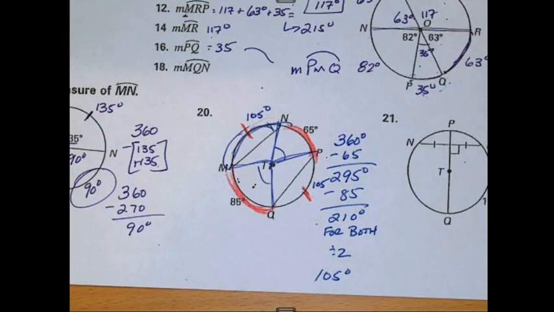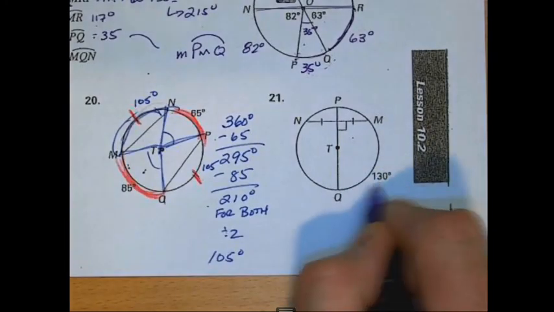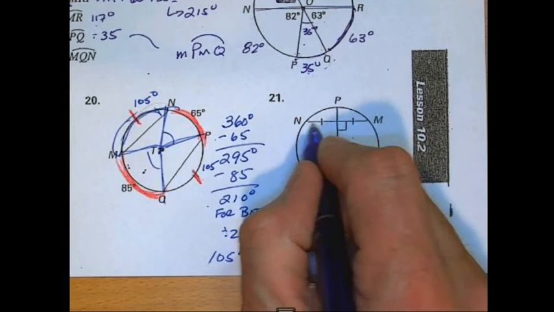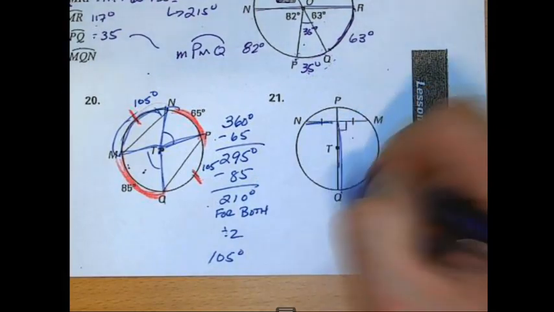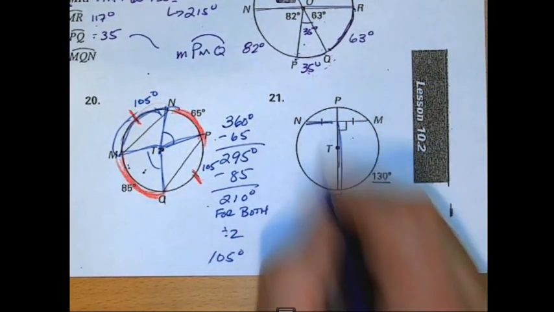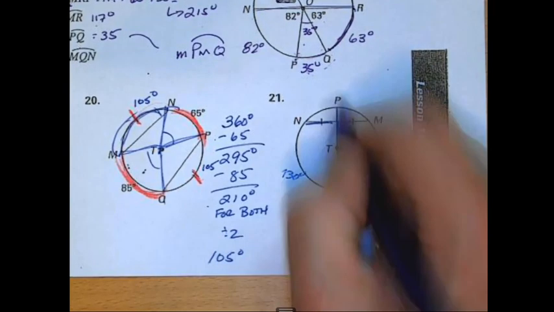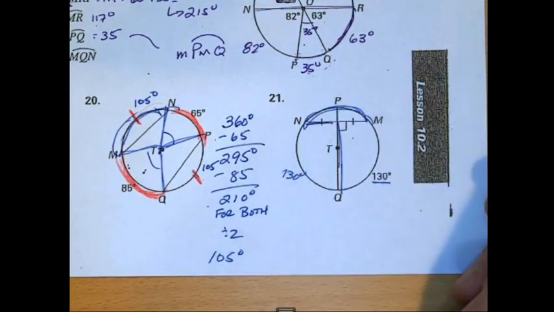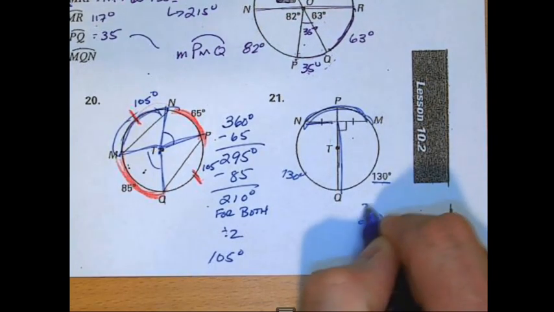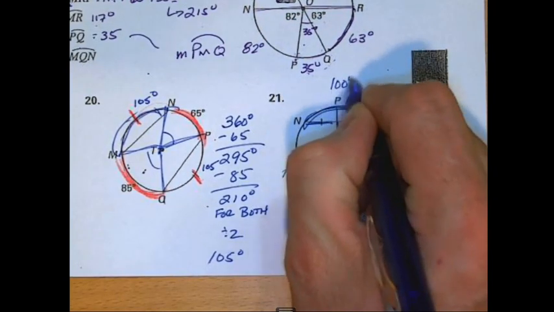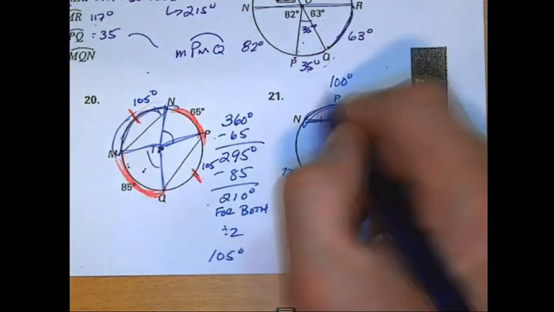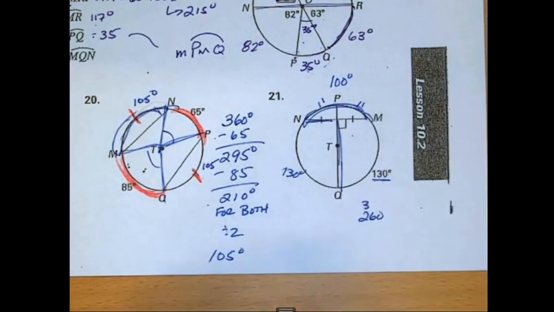All right, this one is the same type of thing. So this creates a chord and a diameter. This is 130, that's 130, which makes this, what did we say, 260. So from 360, the whole thing is 100 degrees. And then each of these would be equal to each other. So 50 degrees. Okay.